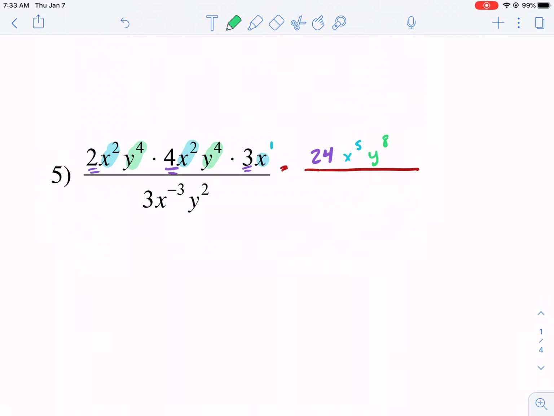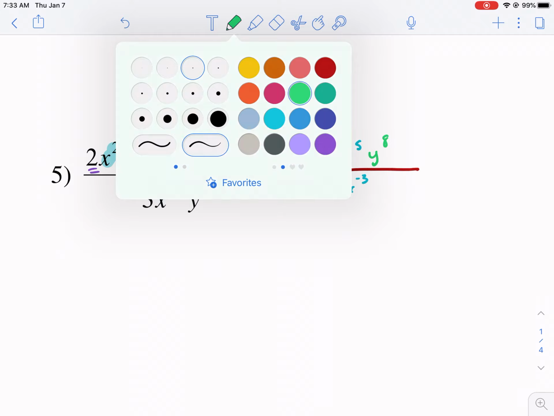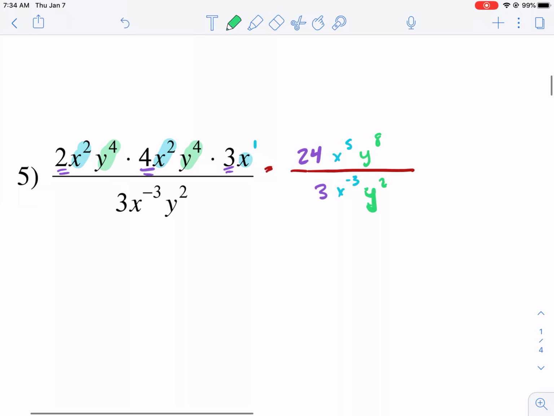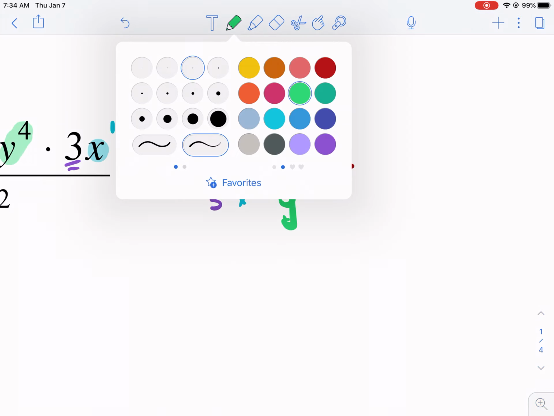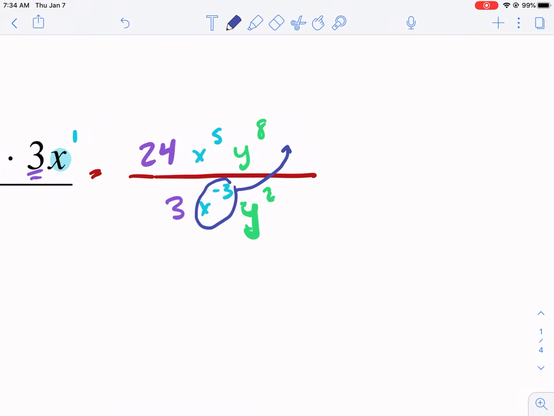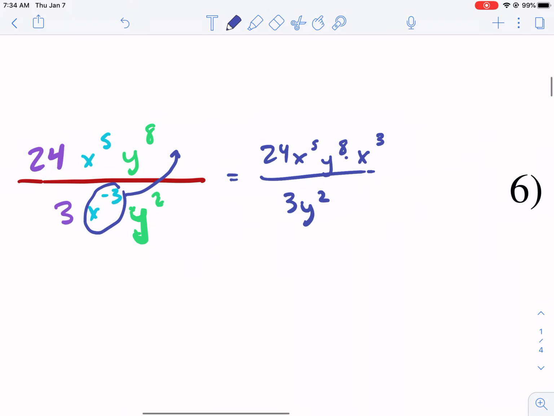In the bottom, I still have 3, and then x to the negative 3, y squared. Now, this is the tricky part. Anytime you have a negative exponent, what I like to do is move it to the opposite side. If it's in the denominator, it goes up to the numerator, and numerator to the denominator. So really, this is going to turn into 24, x to the 5th, y to the 8th, x to the 3rd being multiplied there. We moved it. Then we have 3y squared.